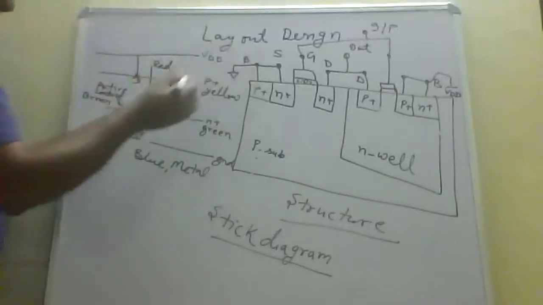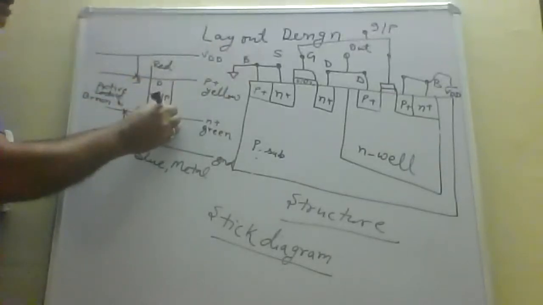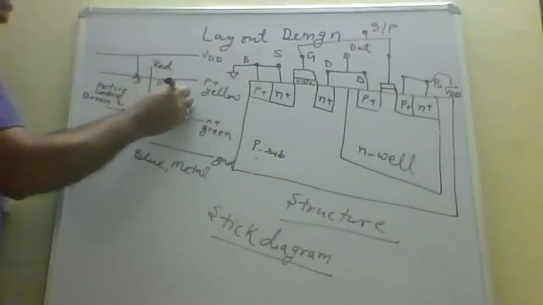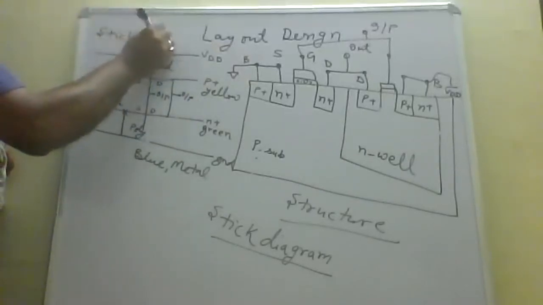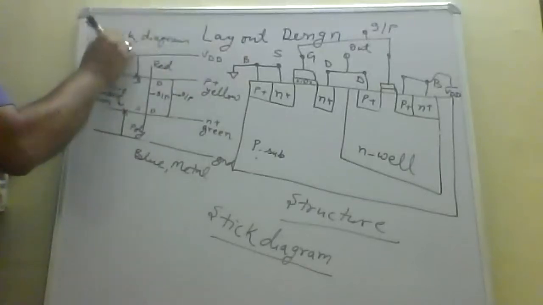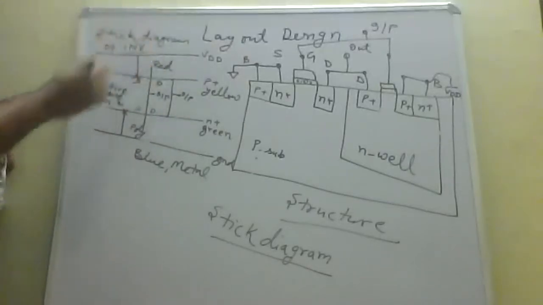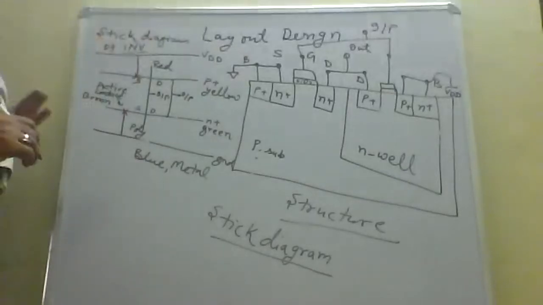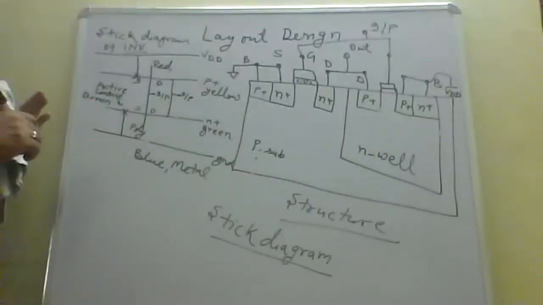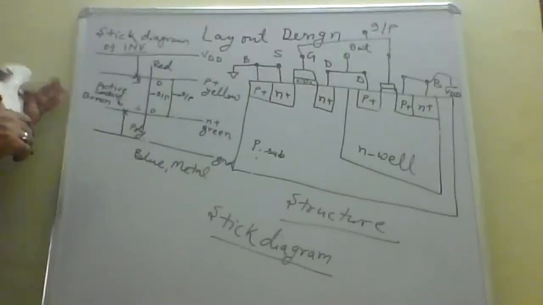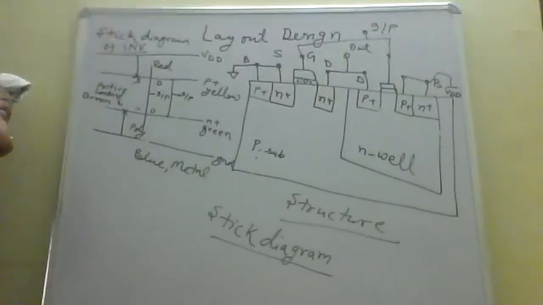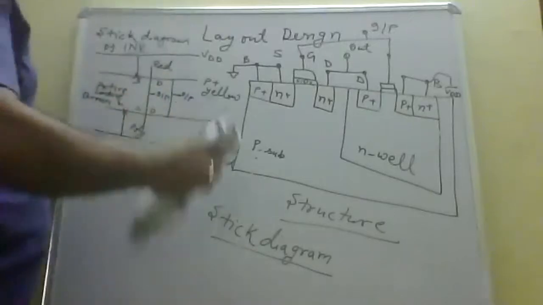Now the last connection is of the drain. Drain and drain are connected together, and here we write out. So this will be the stick diagram of the inverter. In a stick diagram, there is no necessity of the dimensions. It is a rough layout, and this is used for getting the basic structure of the layout. So the stick diagram of the inverter will look like this. After this, we generate the layout.